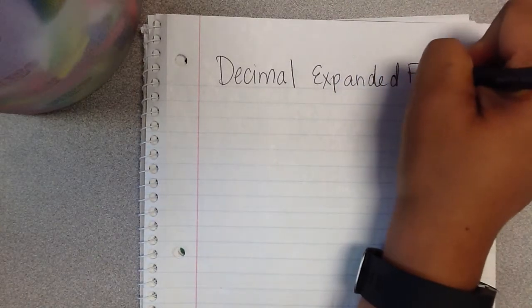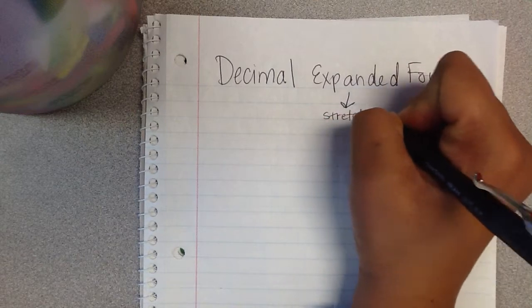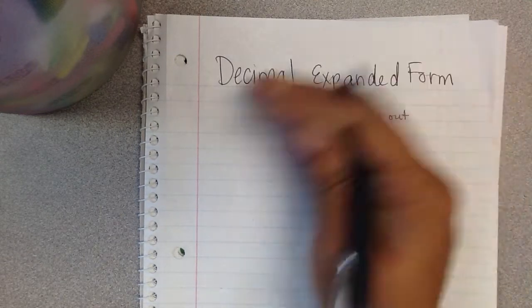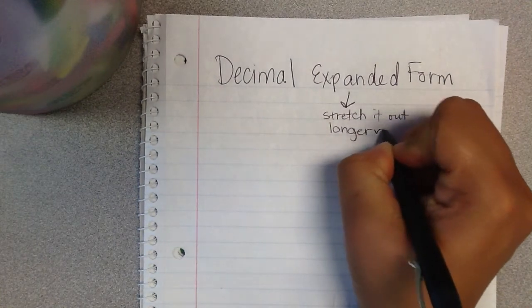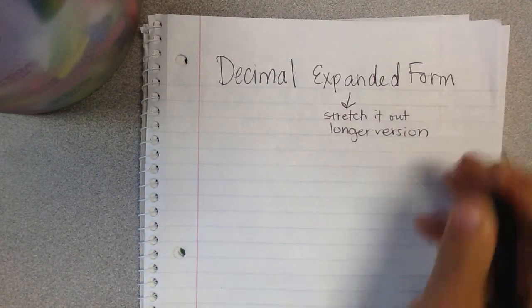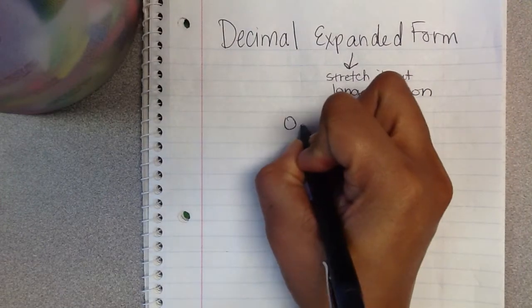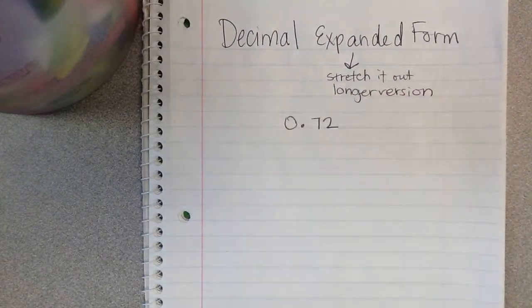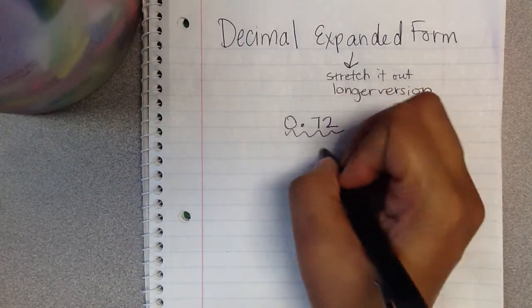So when I think of the word expanded, I think of stretching a number out. I think of it as a longer version, okay? And that's what we're going to do. We're going to look at place value by place value in order to stretch decimals out or think of them as a longer version, okay? If I have the decimal 0 and 72 hundredths, I want you to think of all the different ways we could write this same decimal.